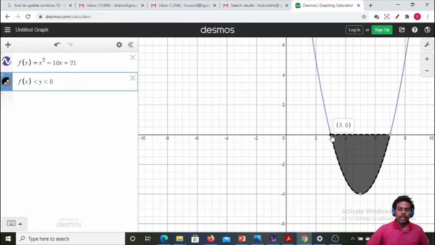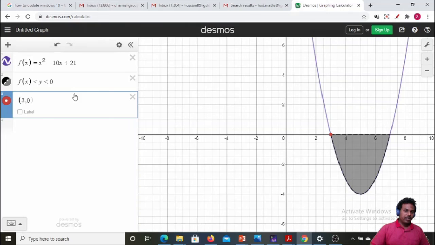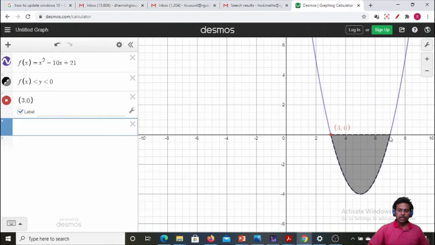So if you click on this point, you will get this point. You can label this point 3 comma 0. So you can even label this. Now what about this point?